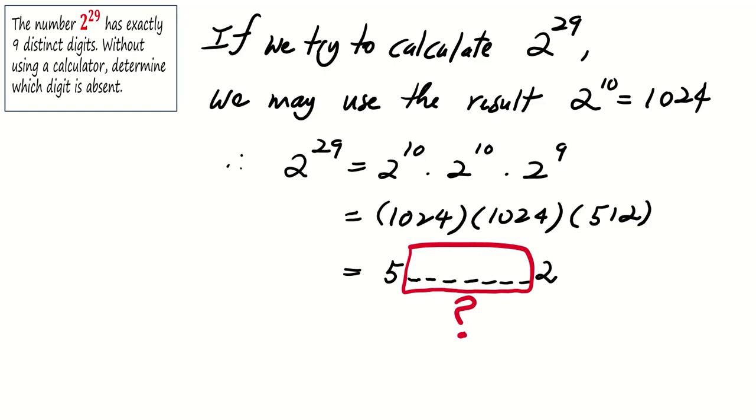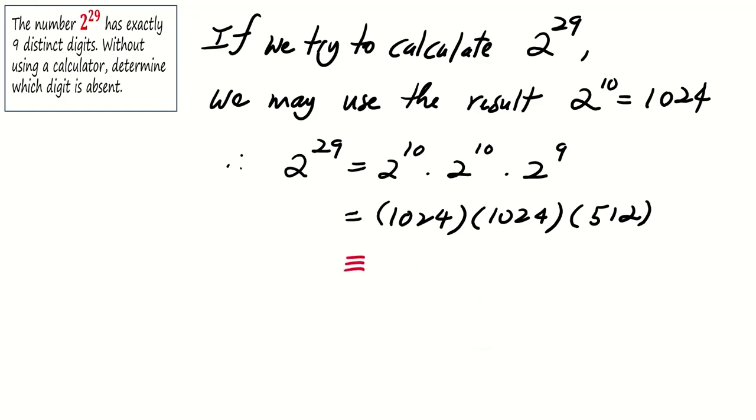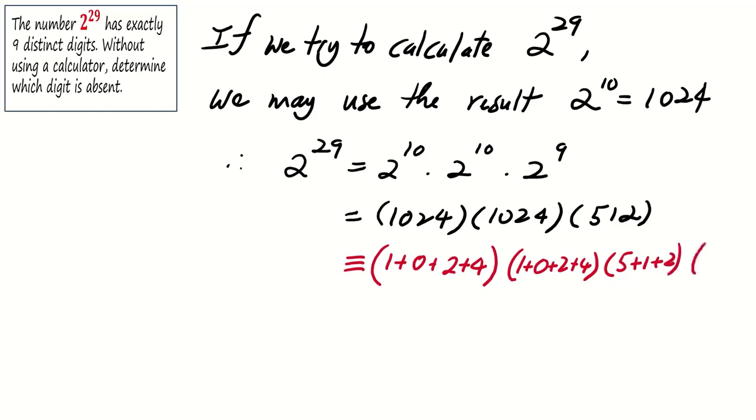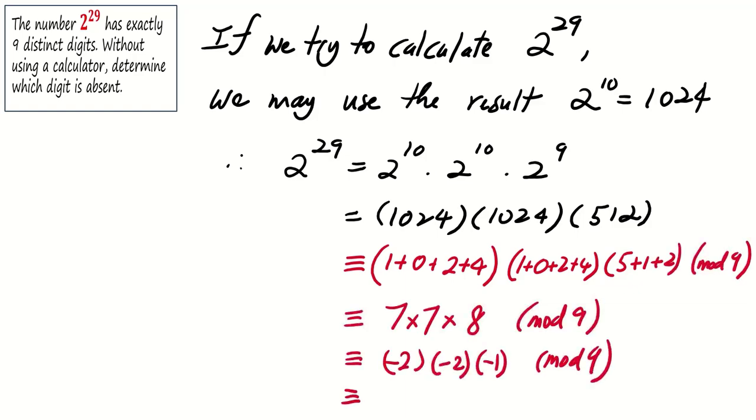However, to solve this problem, we may consider the modulo 9. So continuing from the calculation just now, it is congruent to 1 plus 0 plus 2 plus 4 times 1 plus 0 plus 2 plus 4 times 5 plus 1 plus 2 mod 9. Simplifying it, we get that it is congruent to 5 mod 9.